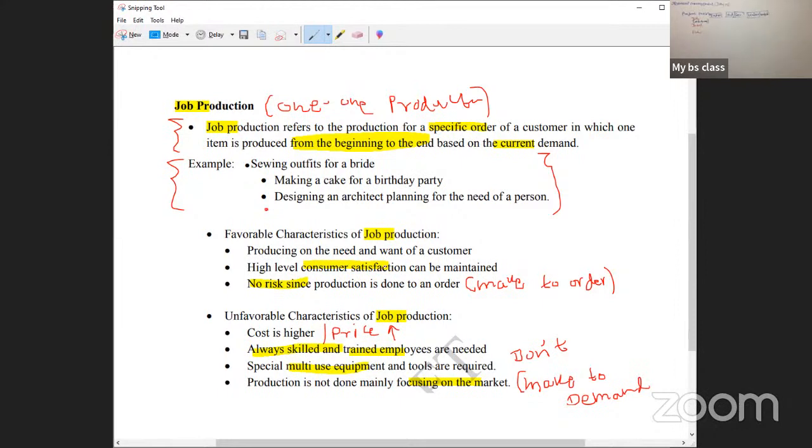Right, yeah. So I hope you are clear and done with the note as well for our first production method.